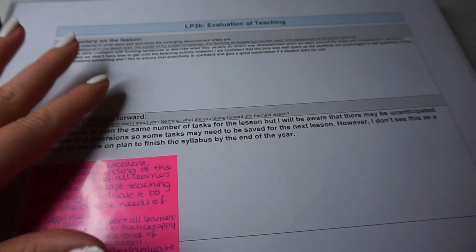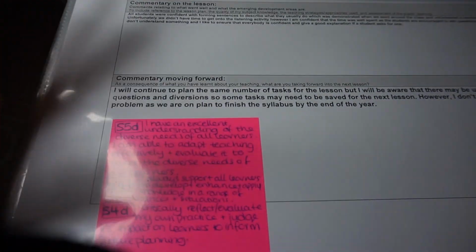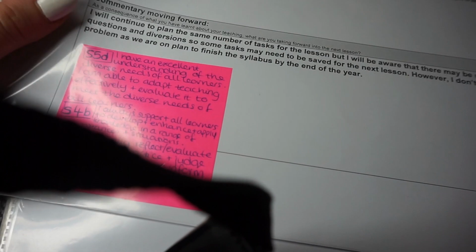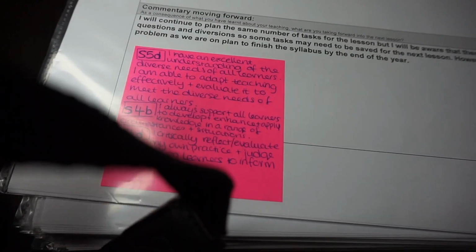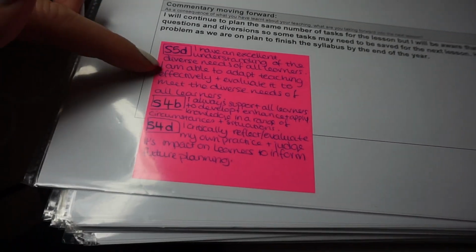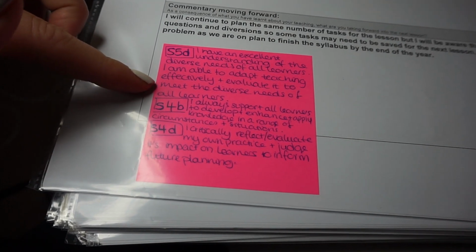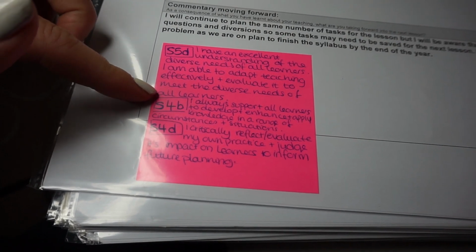So here I've done an evaluation of my teaching like I've showed you before, and I've referenced standard 5D because I said I have an excellent understanding of the diverse needs of all learners, and I am able to adapt teaching effectively and evaluate it to meet the diverse needs of all learners.